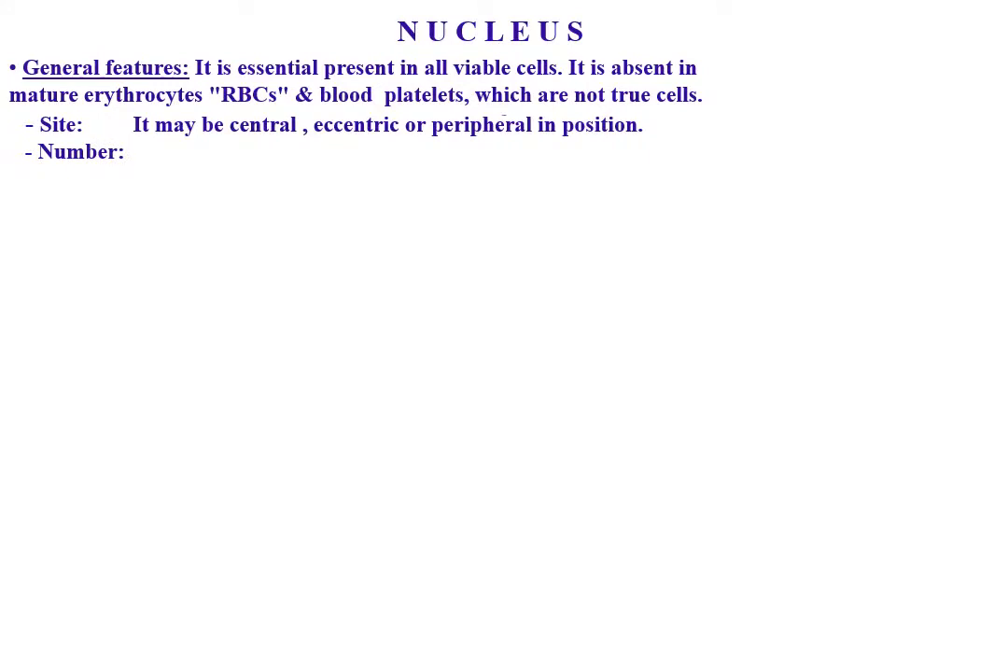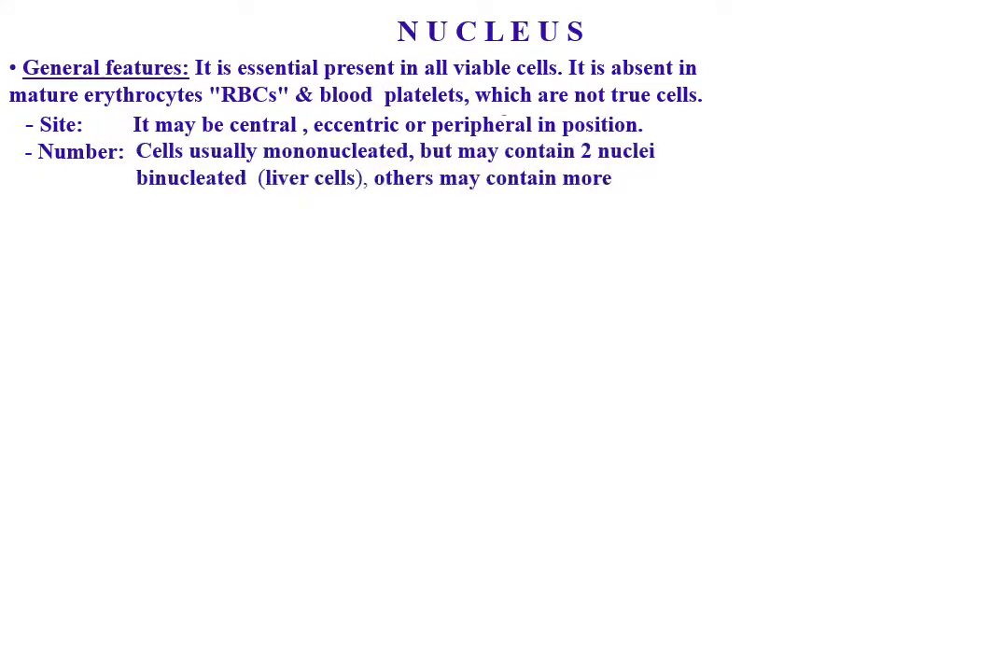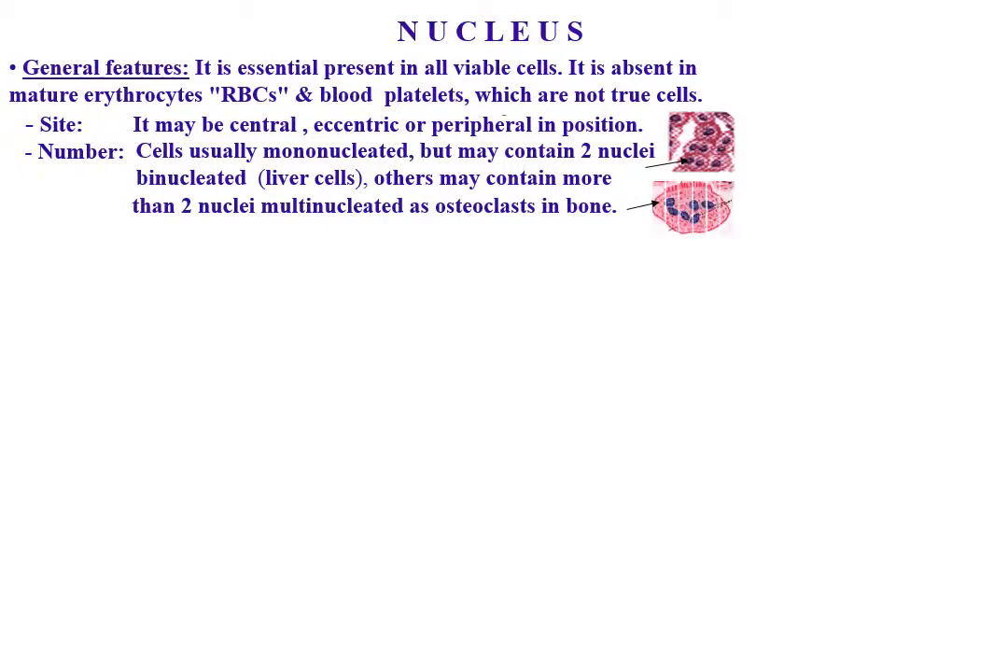Number. Usually, each cell contains one nucleus (mononucleated), but some cells may contain two nuclei (binucleated), as liver cells. Others may contain more than two nuclei (multinucleated), as osteoclasts in bone.